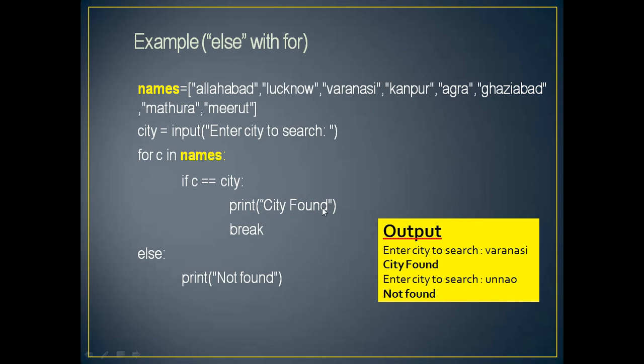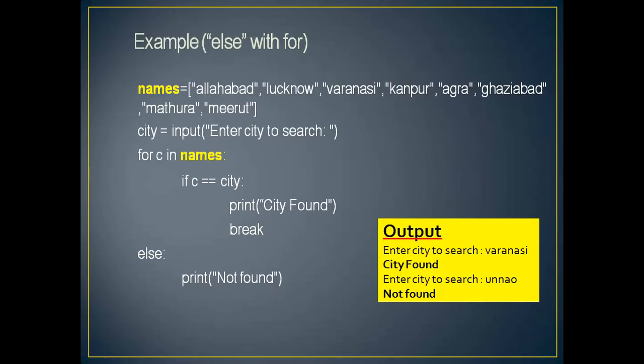So "city found" comes out, it will not print "not found" because it is an abnormal termination. Understood? Now when you enter Unnao, Allahabad, Lucknow, Varanasi, Kanpur, Agra, Ghaziabad, Mathura, Meerut. So Unnao was not found in the list of city names. So it comes out as a normal termination because the loop has visited all these cities and it could not find the city entered by you. Therefore it will print "not found".